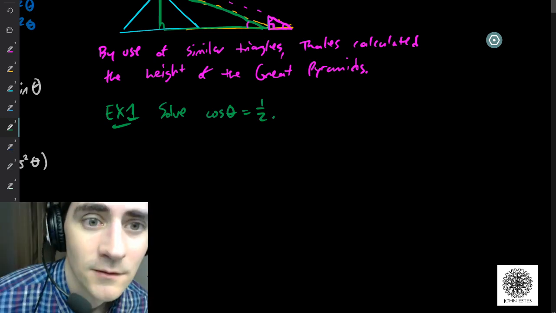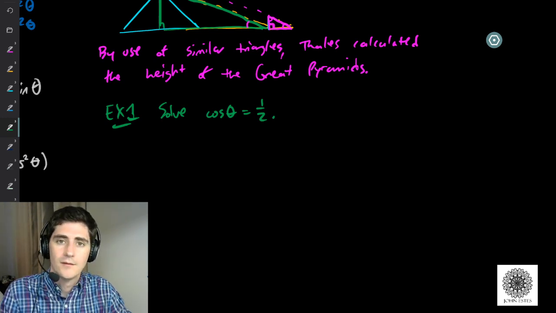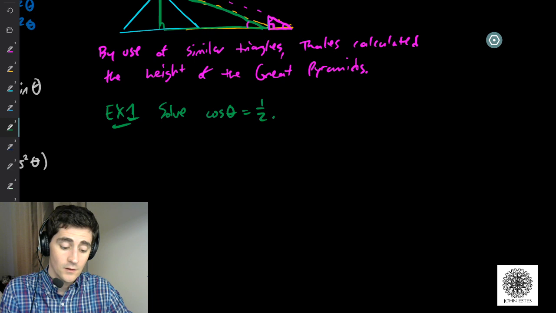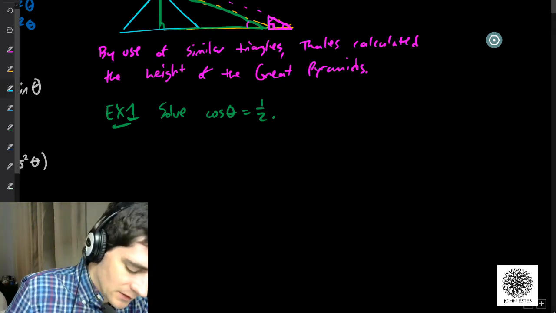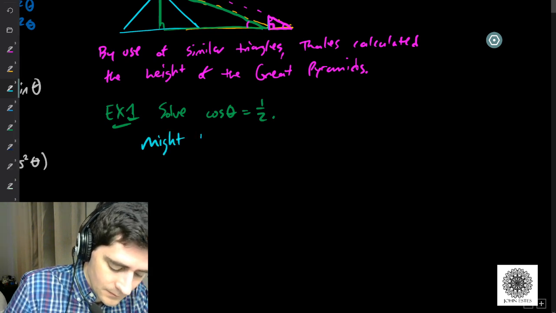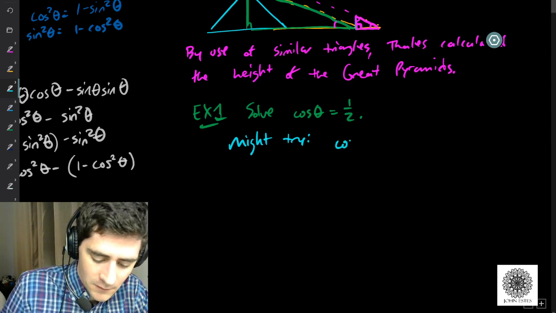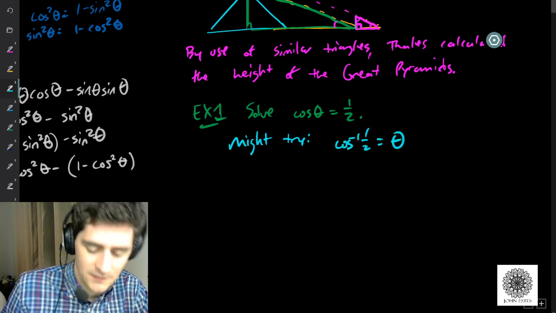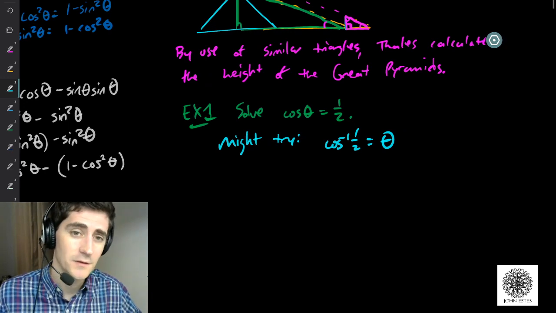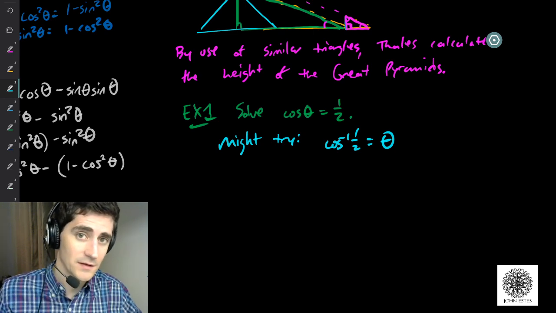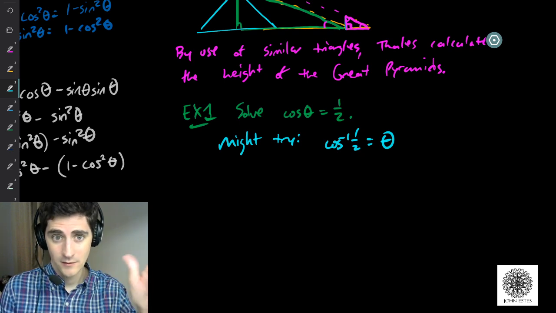Now let's think back to what we've talked about already. Is it possible that we already know how to solve this? Well, we do already know how to solve this. What's something you might try? We might try to do this: cosine inverse of 1/2 equals theta. And this would be partially correct. If I do cosine inverse, remember cosine inverse only gives me first and second quadrant angles.